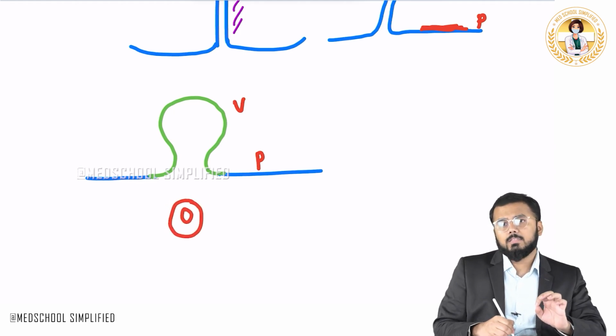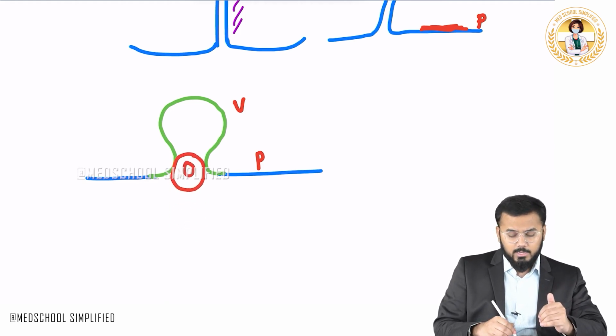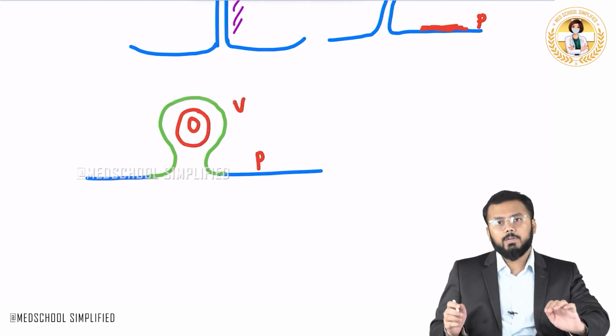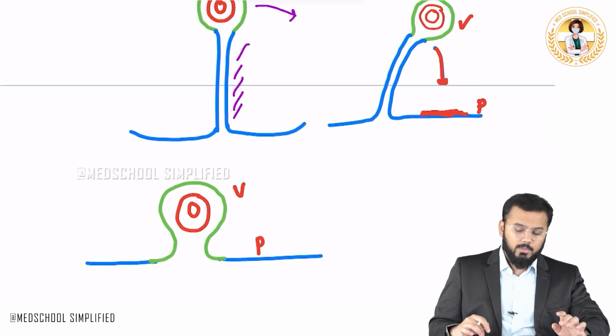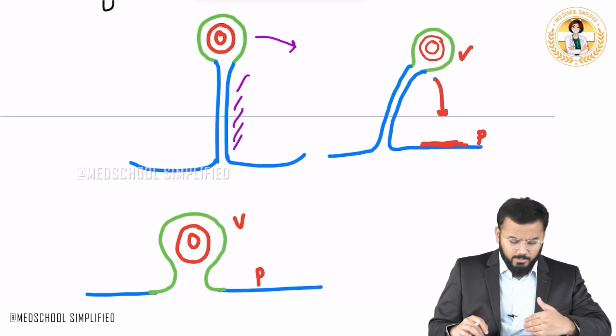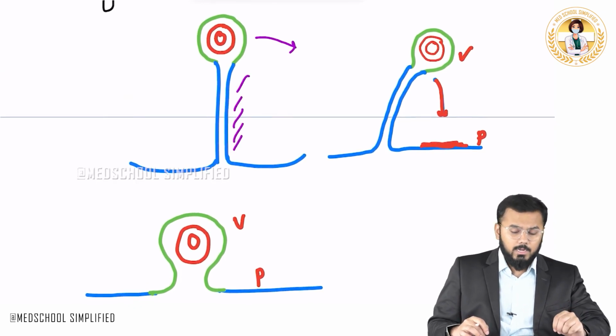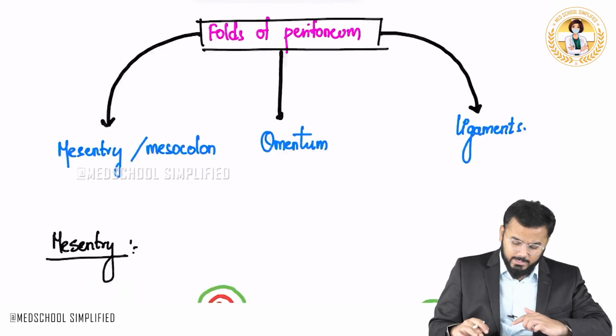So can I tell this organ is retroperitoneal? Why? Because it is behind the peritoneum. So these organs are called retroperitoneal organs. This is a general introduction about the mesentery. Now the second important thing is regarding the omentum.